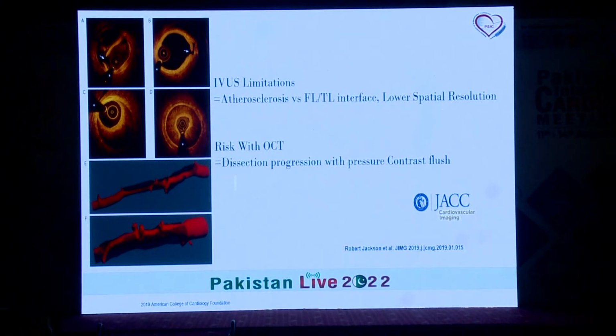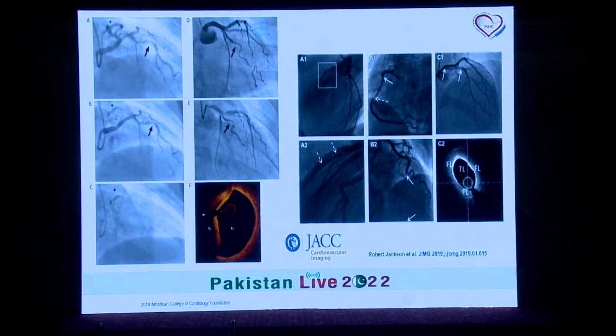IVUS has a limitation because of low spatial resolution, and you can't really differentiate atherosclerosis versus false and true lumen. Only in very selected cases you can do that. With OCT, many a times when you do a high pressure flush, that can worsen your dissection, and that becomes a complication. As in this case, you might find it a little difficult to see, but after OCT, the whole artery shut down, and that becomes a problem. Classically, you see the smooth, narrow coronaries in the LAD or RCA, this is the classic presentation. And you can differentiate the true lumen and false lumen around it, and if it's compressing, then it really becomes a big problem.